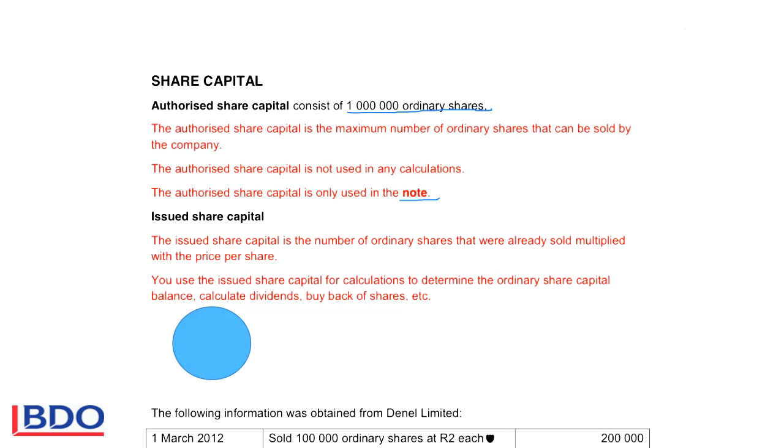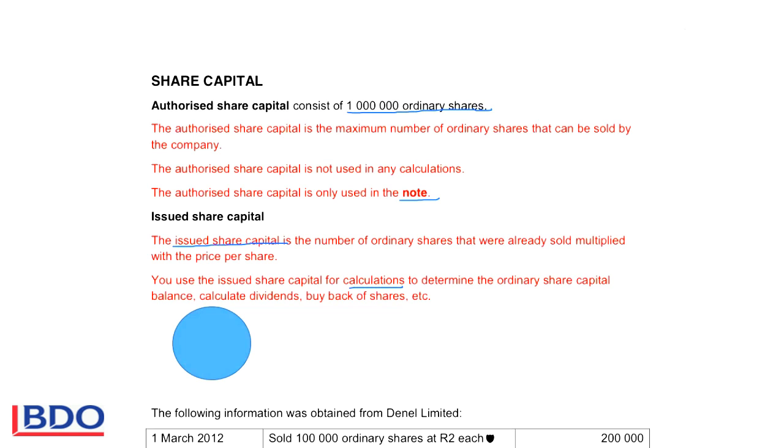Issued share capital is the number of ordinary shares that was already issued, and you multiply that number with the price per share, so at the price that you sold the shares originally. You use the issued share capital for calculations. So if you have to determine what is your ordinary share capital balance, you will take the issued shares and multiply it with the price per share.